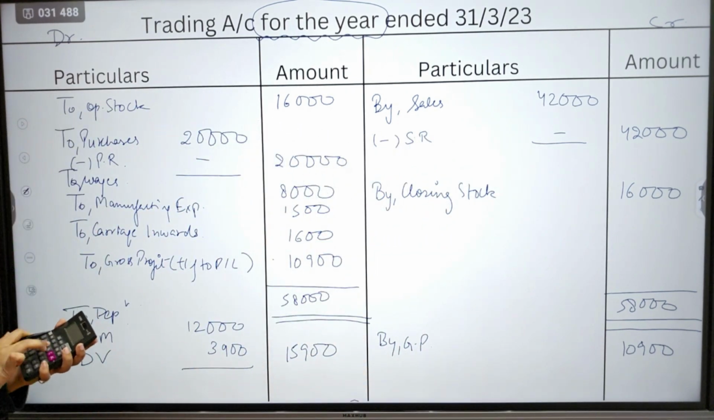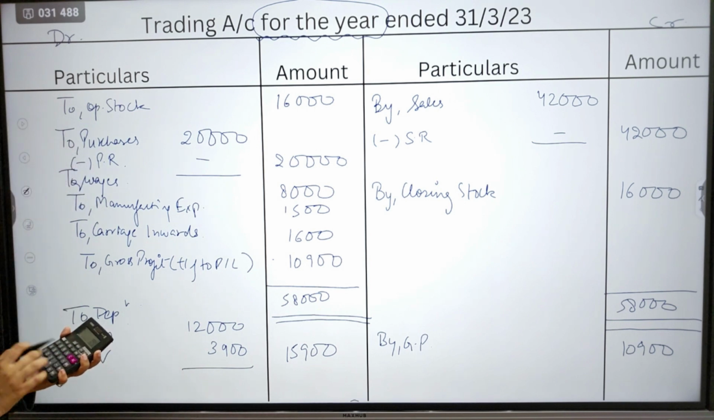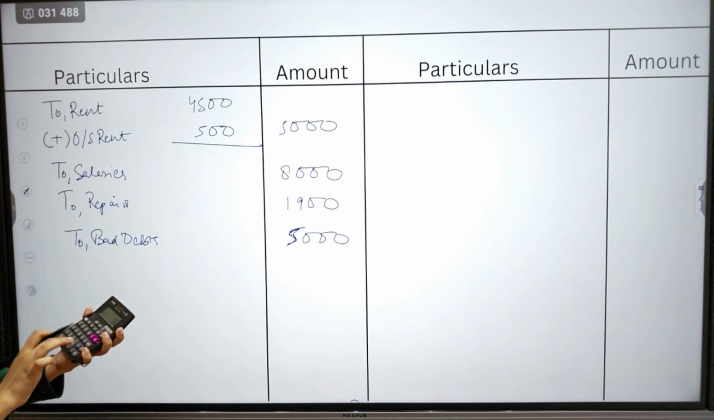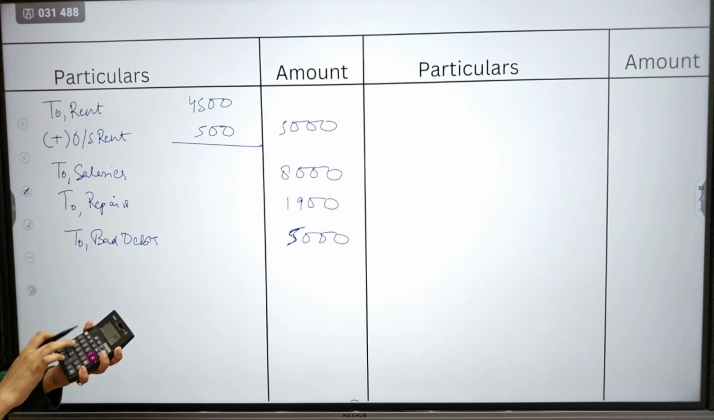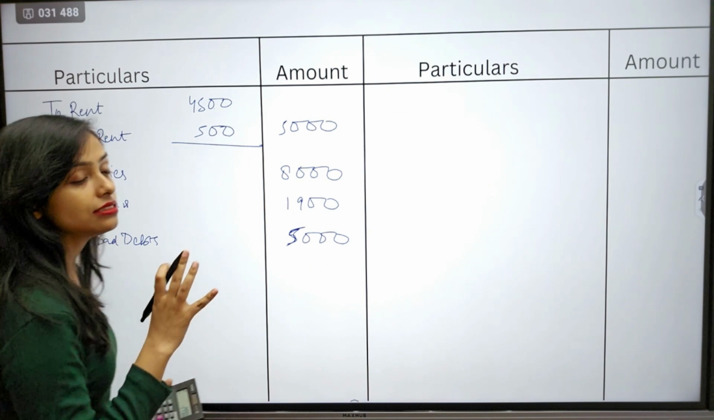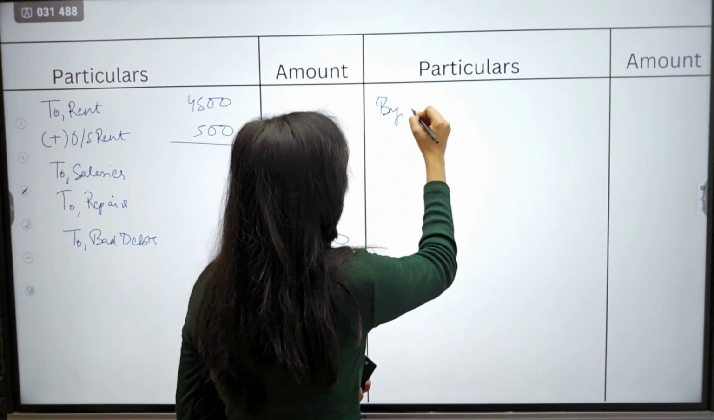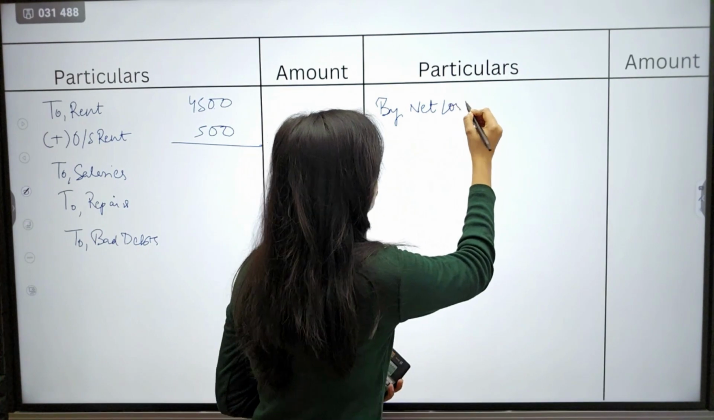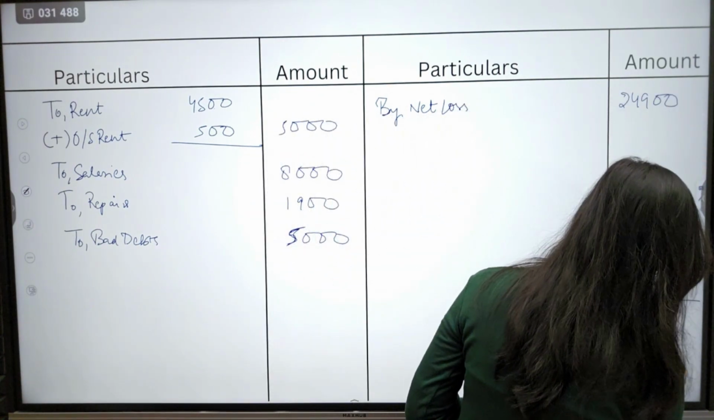And now we don't have any other incomes. So we are going to reduce all the expenses from here. 24,900 rupees is my net loss. Net loss is always written on this side. So we are going to write it 24,900. And what was the total over here?